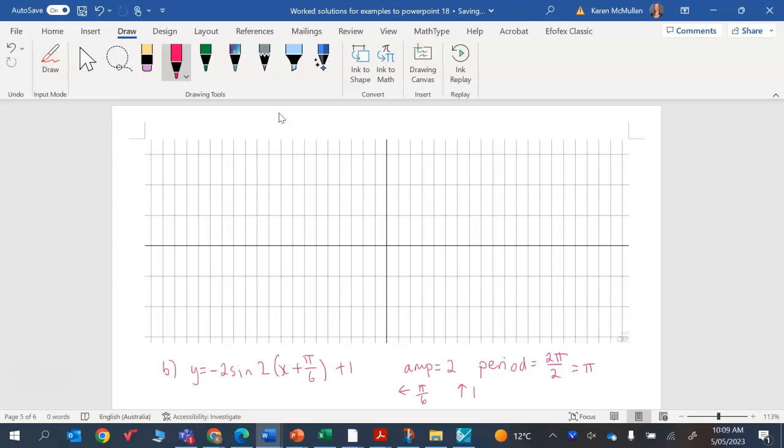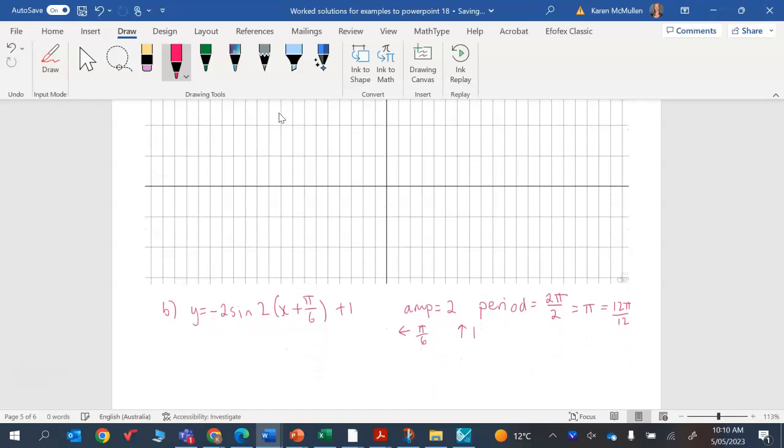Now, remember in the previous video with our scales for our x-axis, we did have a pi on 12. In this one, it's also easier to do pi on 12 because of this shift of pi on 6. So we're going to go as far as 12 pi on 12. I probably should go a little bit further. And then we're going to do a shift of 2 pi on 12, so just changing it so we've got the same denominator.